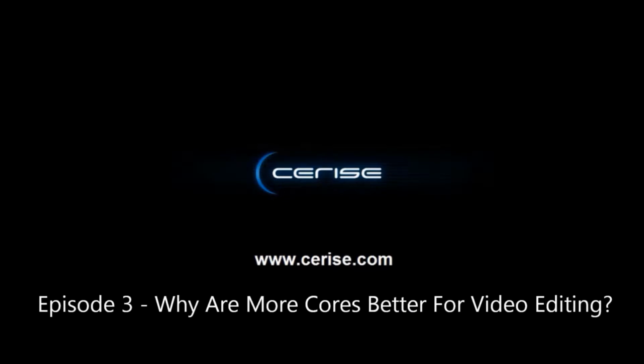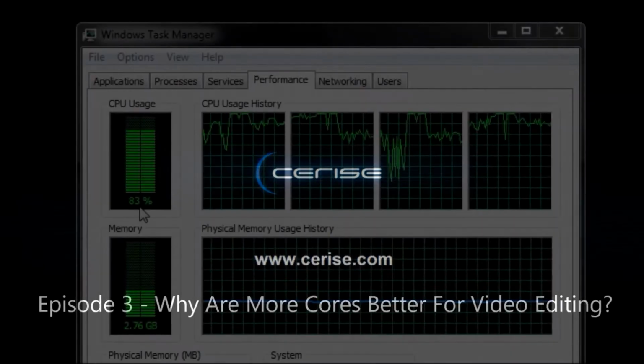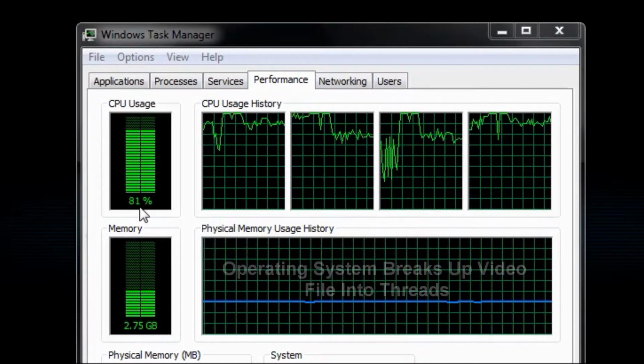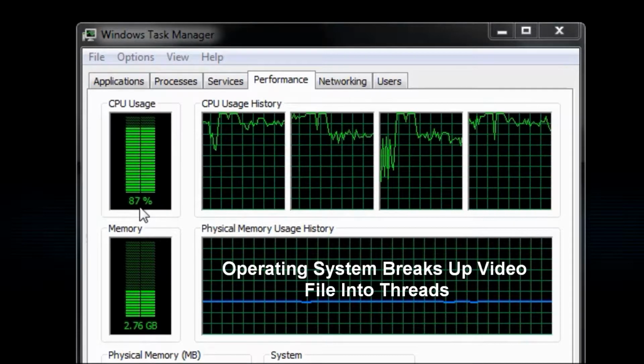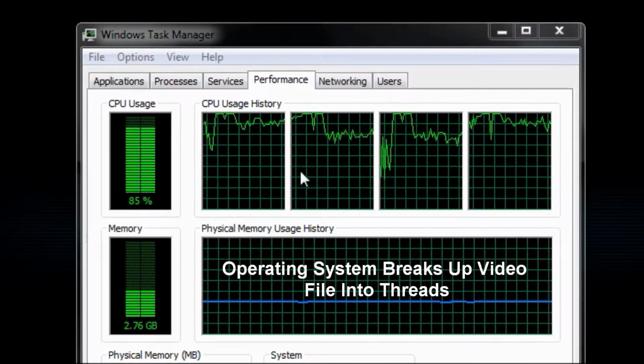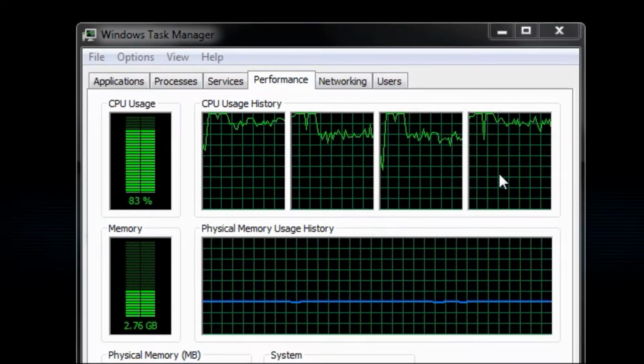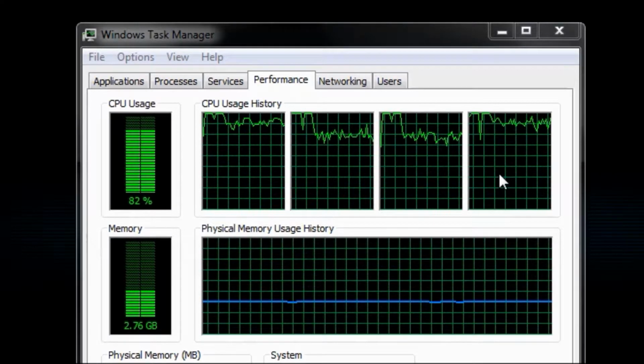Let's take a look at a graph of how hard a CPU is working as it renders a video file. What we're about to see is a dual-core CPU rendering a video file. What actually happens during transcoding or rendering is that the operating system breaks up the file into what are called threads and then feeds those threads into the CPU.